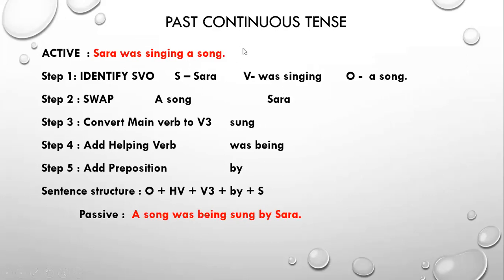Past continuous tense. See the example: Sarah was singing a song. So first identify SVO, then swap the positions, then convert the main verb into V3, that is sung. Now sing is the main verb, so the third form of sing is sung. Sing, sang, sung. And the helping verb in past continuous tense is was being. Step 5, add preposition, and see this is the sentence structure. So your sentence becomes: a song was being sung by Sarah, right?